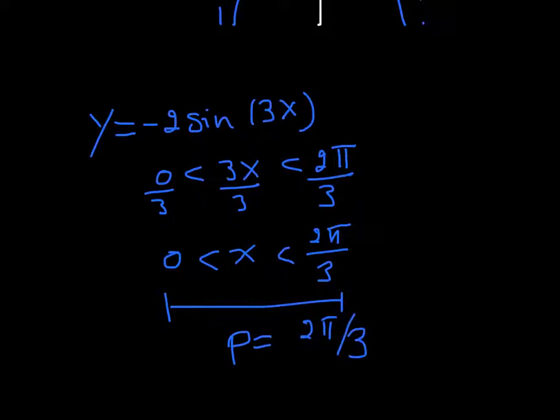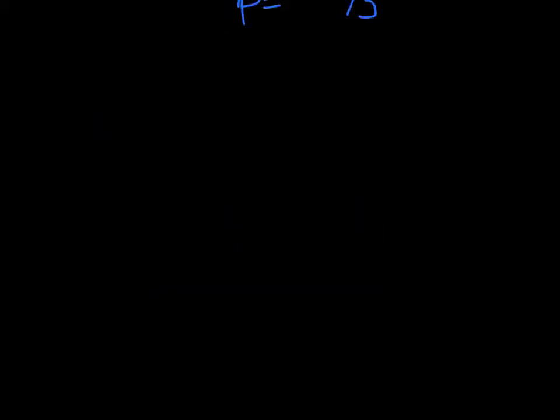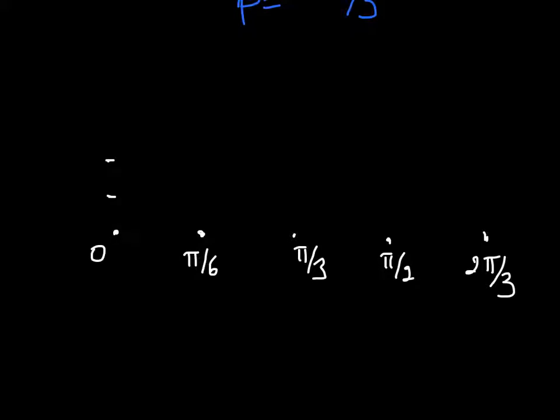Let's go ahead and graph it. Graphing a simple sine function from 0 to 2 pi over 3, we need 5 key points. So obviously the middle is going to be pi over 3. The midpoint right here is pi over 6. The midpoint right here is pi over 2. We know we have an amplitude of 2. That means we're going to go up to 2 and negative 2.